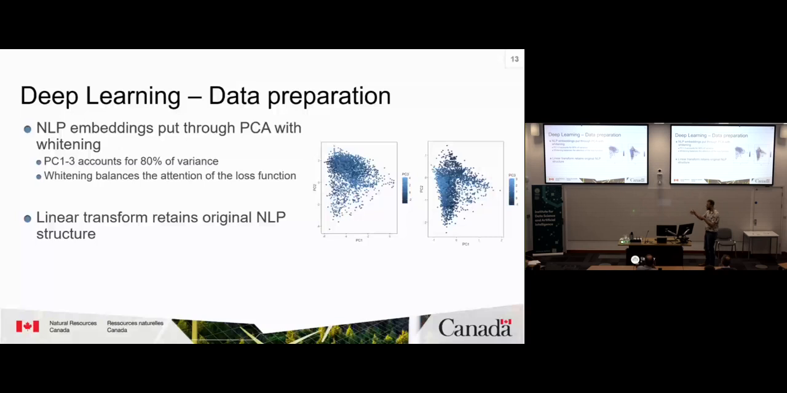So when we give it to a deep learning network, it balances the loss function and where the neural network is spending its attention. And then using a linear transform like PCA retains a lot of that initial embedding structure.